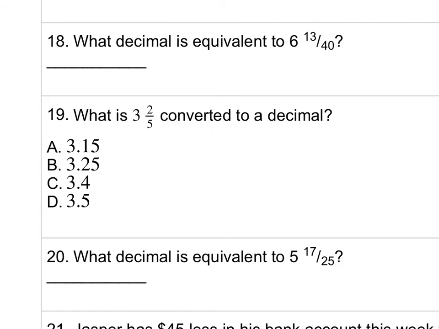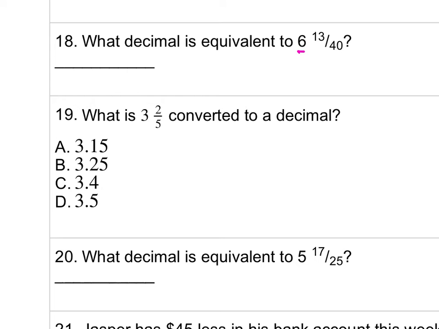So the number in front of the fraction is 6. That's our whole number. So we write 6 point something. And then 13 over 40. That's just 13 divided by 40, which is 0.325. So I'm just going to place that 0.325 in my number, and it is the decimal equivalent.